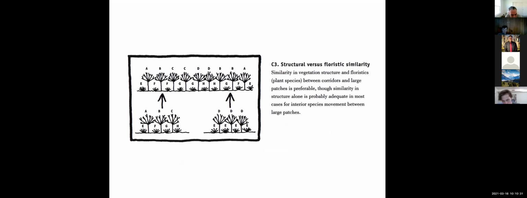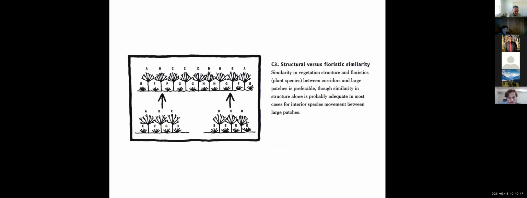However, a corridor can still function to connect those patches even when it has less similarity. But as the similarity goes down, the less functional that corridor is going to be in connecting together those patches, right? And that just kind of makes sense.